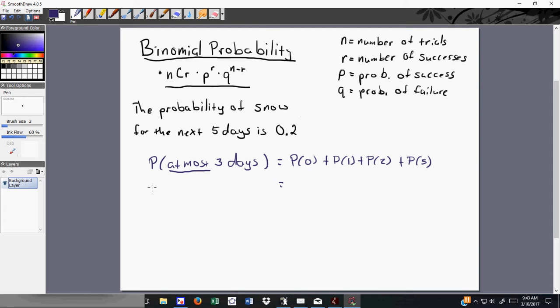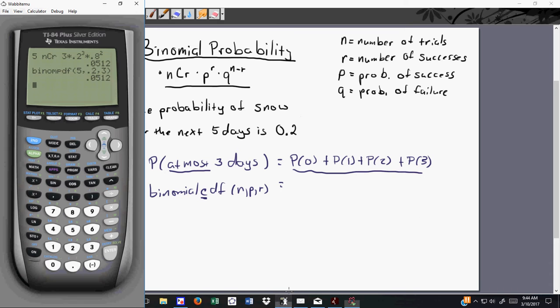The key word here is "at most," because you can do binomial CDF. The C stands for cumulative. And if we do that of an nCr, it will do exactly the same thing that I did right here: 0, 1, 2, and 3. That's great. And let's take a look.